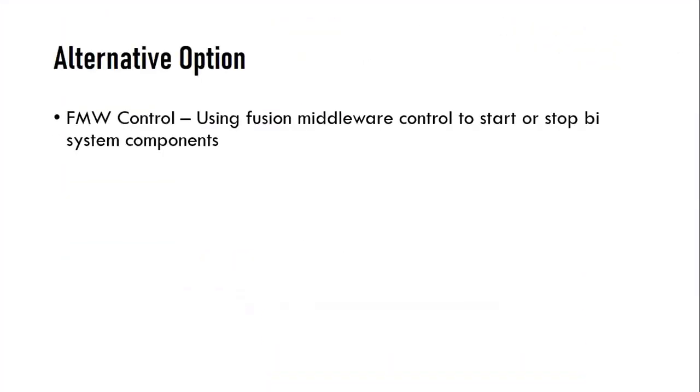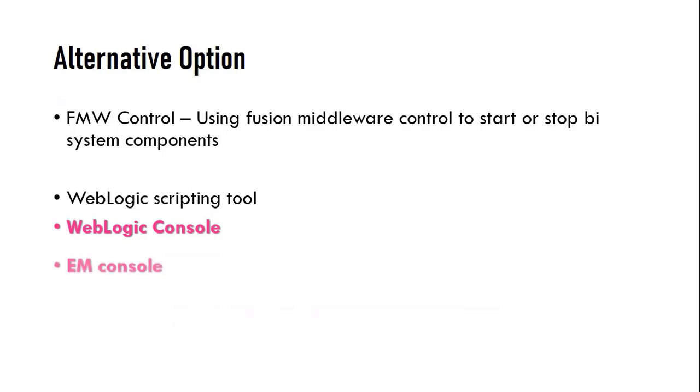Other than these command line options, we have alternative options. There are three different alternatives, but two are very easy to understand. We'll go through those two options. The first one is Fusion Middleware Control, which we get from the Enterprise Manager console. From there also you can start all and stop all BI services, and restart all is one extra feature we can see in the FMW control.